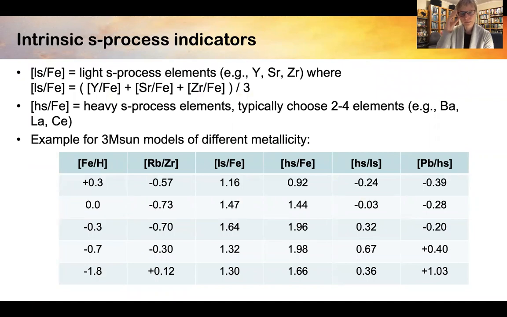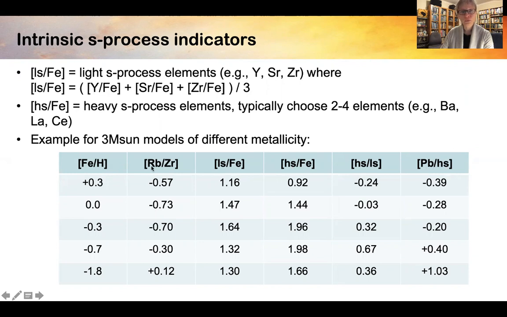Before I end and talk about some puzzles, I want to just mention s-process indicators. You might often see them in the literature, so it's worth defining them. We have LS, meaning light s-process elements, usually yttrium, strontium, zirconium. Sometimes you might see HS, heavy s-process elements, typically two to four elements around the barium peak, so barium, lanthanum, cerium. And then there's usually lead on its own. This is usually a measure of the weak s-process, LS, the main component, HS, and the strong component, lead.